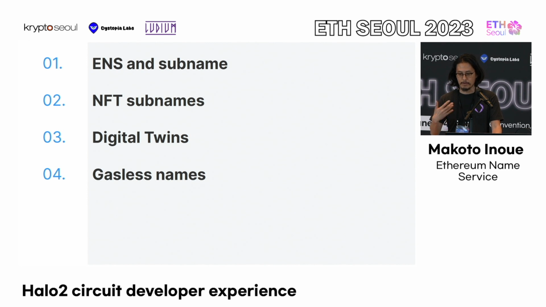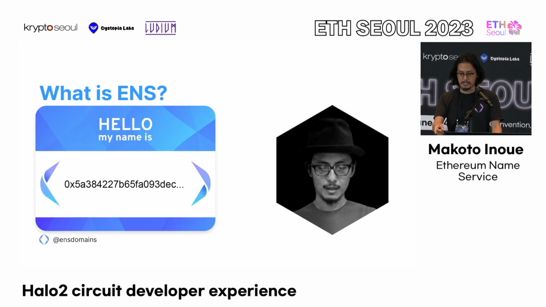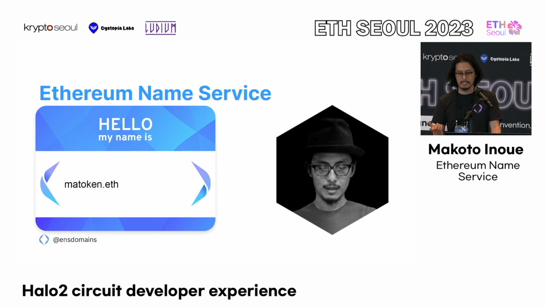So today I'm going through 4 use cases so that maybe for your next project, you could use some aspect of it. And so first, what are ENS subnames? This is actually an ENS name. As you know, an Ethereum address is hexadecimal, not user-friendly, so you can provide a human readable name like matoken.eth.